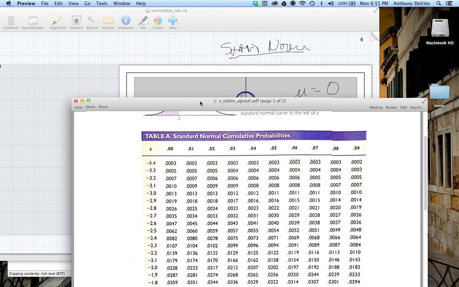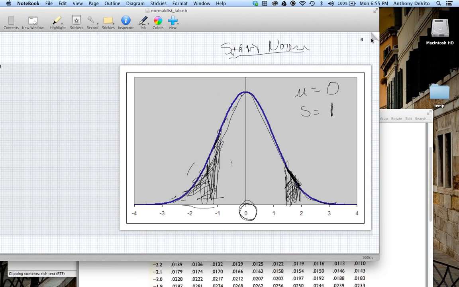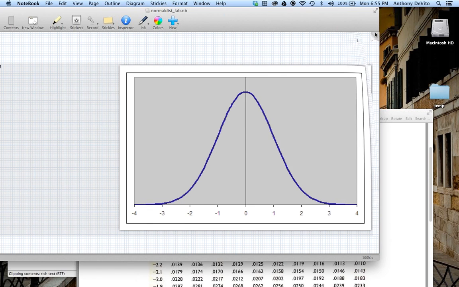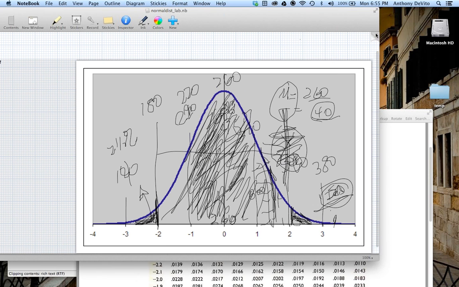So for instance, in our baseball example, let me go back to our baseball example. If I asked you, what's the z-score for 260? What would you say? 0. It's the mean. What's the z-score for 300? It's 1. What's the z-score for 220? It's -1, and so on and so forth.